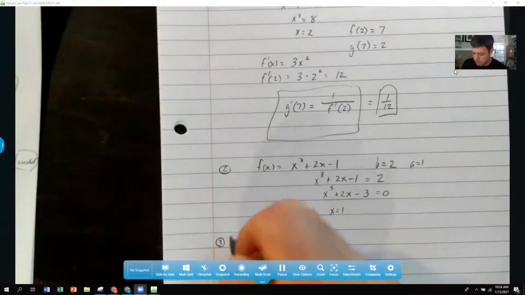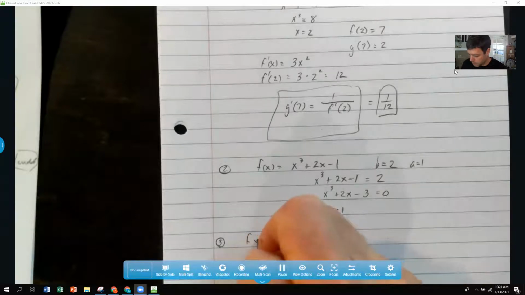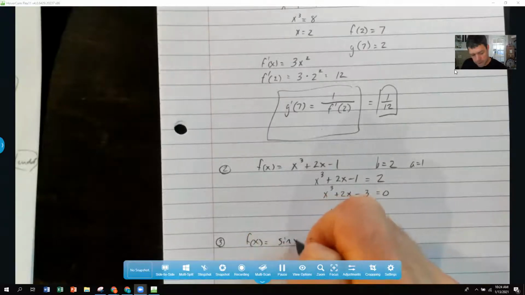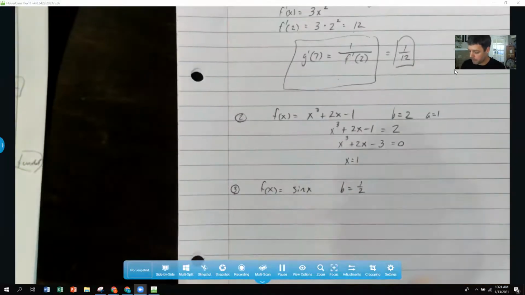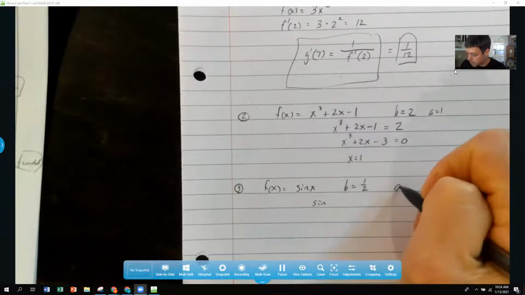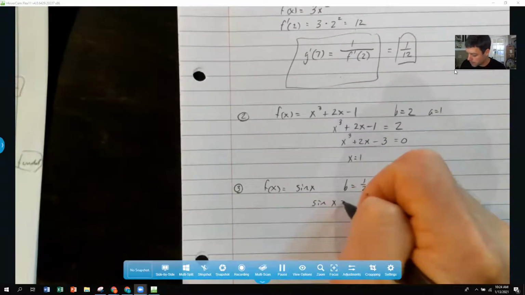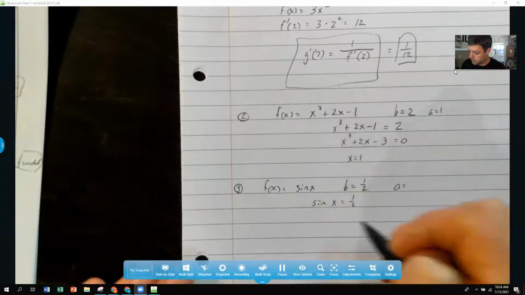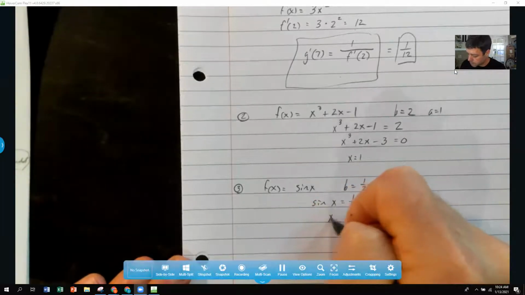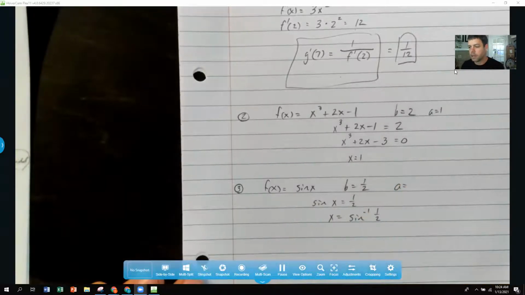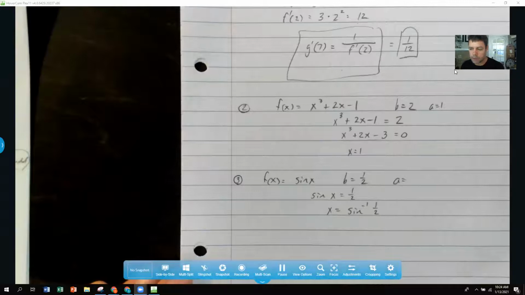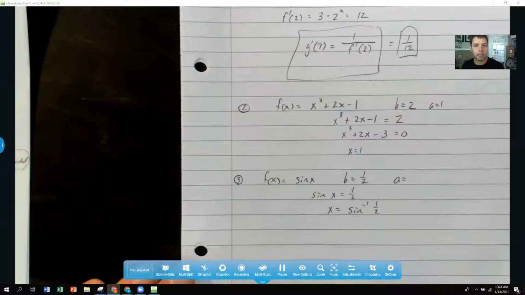Number 3, f of x equals sine x, and we are given that b equals 1/2. So first, we need to solve for a. So we'll say sine x equals 1/2. So inverse sine, so x equals the inverse sine of 1/2. A calculator would give you a decimal answer at this point. That's not going to do you much good because there's too much rounding involved. Instead, you need a unit circle.